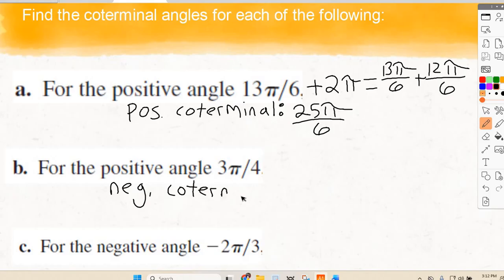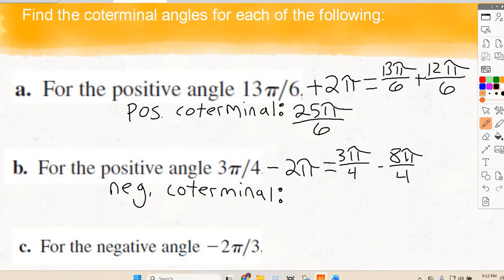Alright, so let's say I wanted to find a negative coterminal angle for our second one. What would we need to do this time? Minus 2 pi. Okay. Am I still just finding a common denominator? That's 4, right? So 8 pi over 4. So what do we get? Negative 5 pi over 4. Agreed. Alright, so for the last one, I want you to find one negative and one positive coterminal angle.